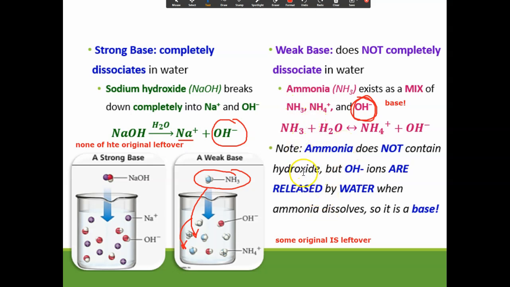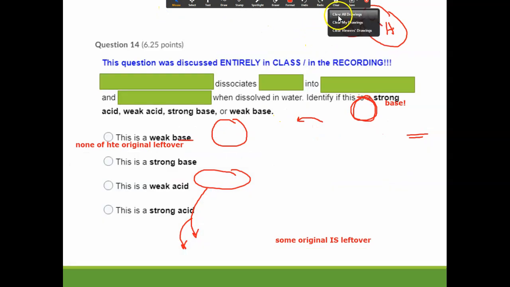Now again, this is just a quick note that ammonia itself does not contain hydroxide, but when it is dissolved in water, it forces water to release the hydroxide for it. The way that it does that is it steals one of those hydrogens, and when you steal a hydrogen, which is H from water, which is H2O, and pull that off, you're left with an OH, and that's where that hydroxide comes from. So it is still a base because hydroxide is being formed. Even though the ammonia itself doesn't have it, it's forcing water to form it. All right, so that should help you with the next question here.